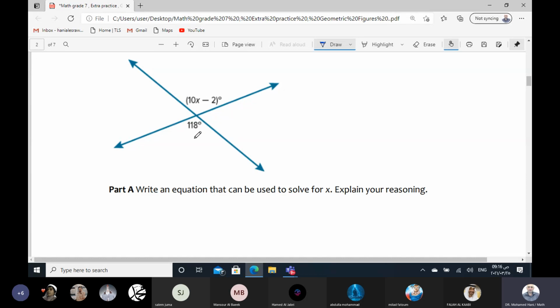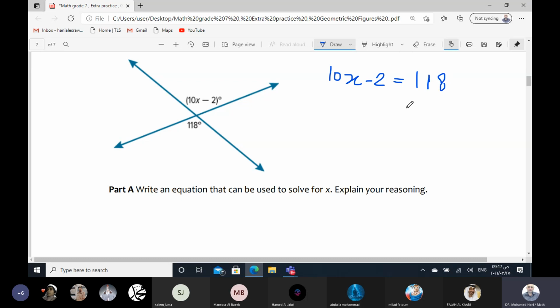Here they are vertical. And who can tell me the property of the vertical angles? Congruent. Congruent. So we can write this angle equals this angle because this is a vertical angle. So we can write 10x minus 2 equals 118. So this is the equation.